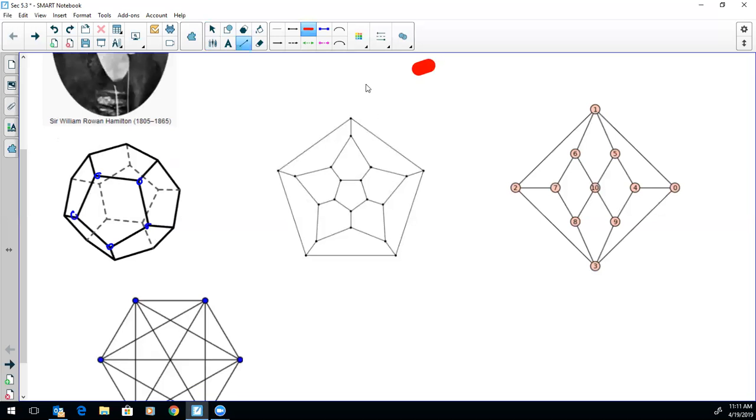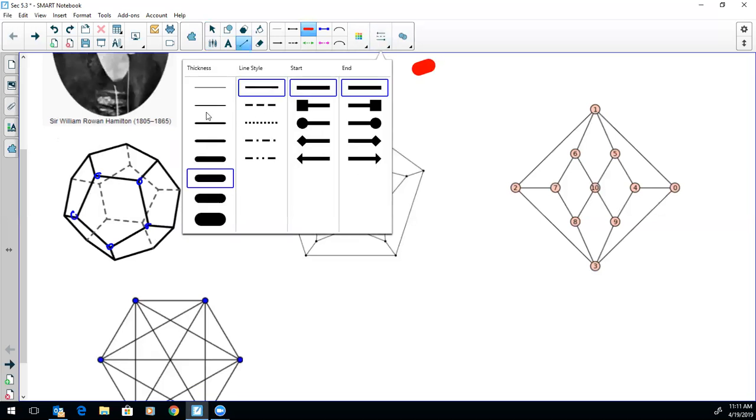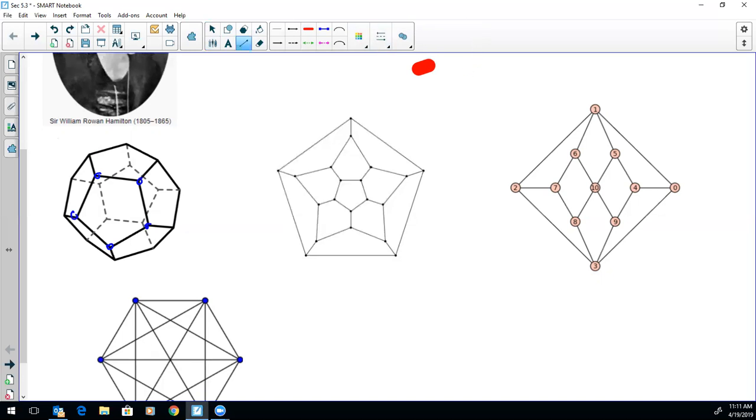Now, if you take the dodecahedron and flatten it out, then you get this graph here on the right, in the middle. Finding a Hamilton cycle on this graph would correspond to a cycle going around the dodecahedron. And yes, there is one.